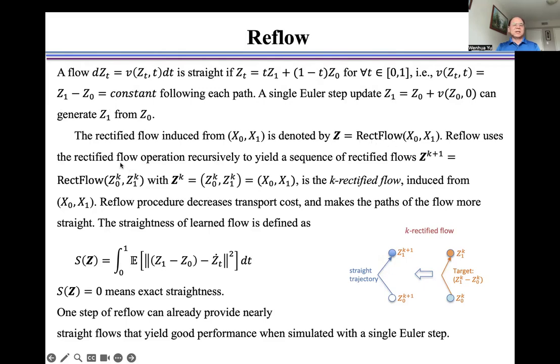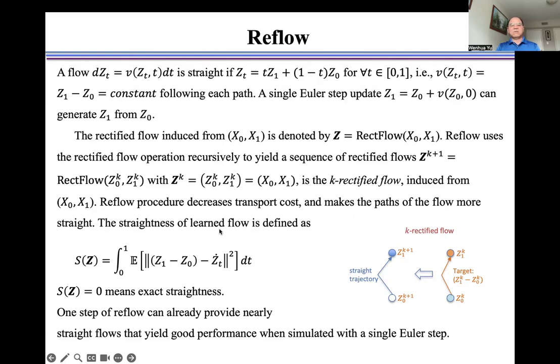Reflow uses the rectified flow operation recursively to yield a sequence of rectified flows Z^(k+1) from the rectified flow Z^k, as Z0^k, Z1^k induced from x0, x1 is the k-th rectified flow. The reflow procedure decreases transport cost and makes the path of the flow more straight.